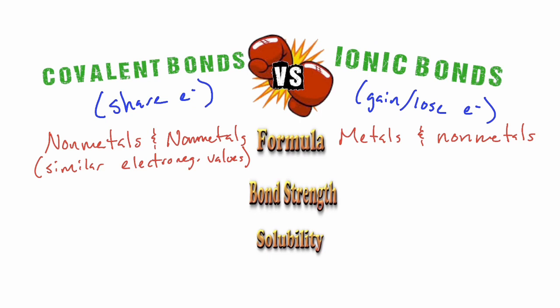On the left of the table, you have metals, and way on the right, you have nonmetals. So that's what is usually going to be seen in the formulas. That results in a large difference in electronegativity values.